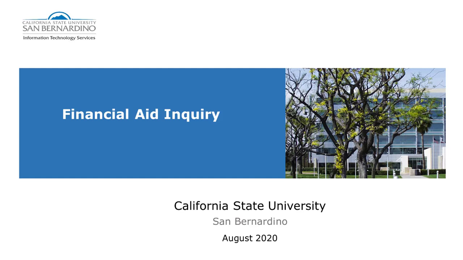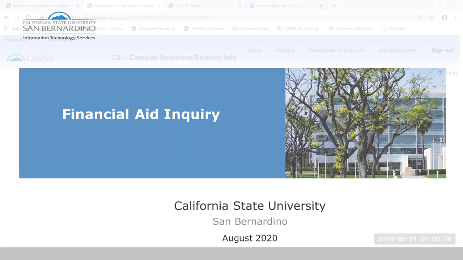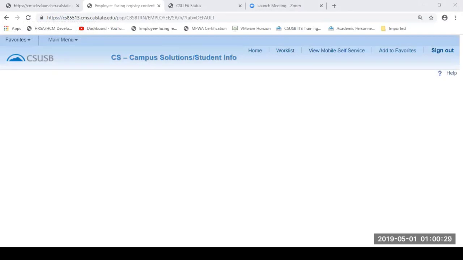Let's begin. We are training today to access the financial aid inquiry pages, which include the CSU FA status page and the awards by aid year. The first document you have in front of you illustrates the inquiry pages, the CSU FA status page.